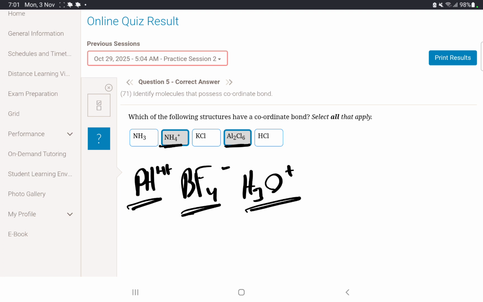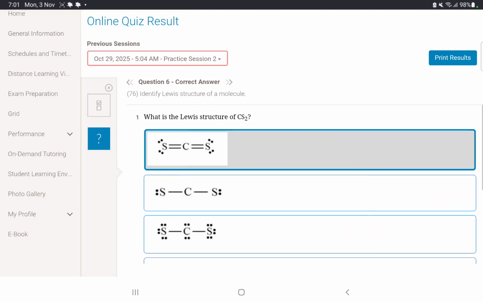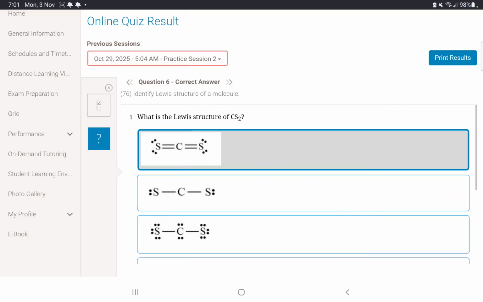Maybe they ask us some type of crazy question in which we're going to have to understand why they form coordinate bonding. But I think we have another question here in this quiz that I can explain better to you. So I'll keep the explanation of the coordinate bond for that question. Okay. What is the Lewis structure of CS2?